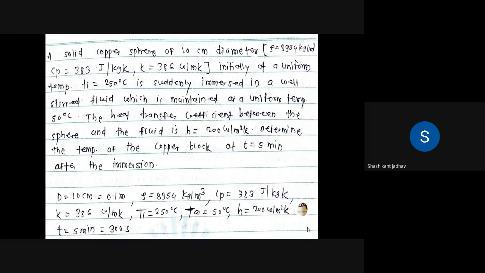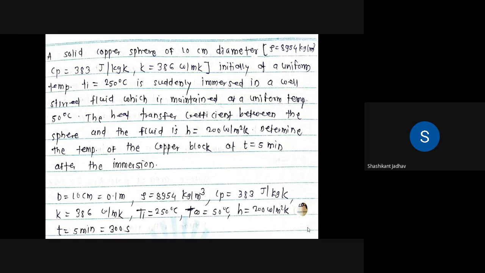Then density is given, 8954 kg per meter cube. Then Cp is given. Write down Cp is equal to 383 joule per kg Kelvin. Then K, thermal conductivity, is given. K is equal to 386 watt per meter Kelvin. Initially at a uniform temperature, means the initial temperature of that copper sphere is given. So Ti is equal to 250 degrees Celsius.